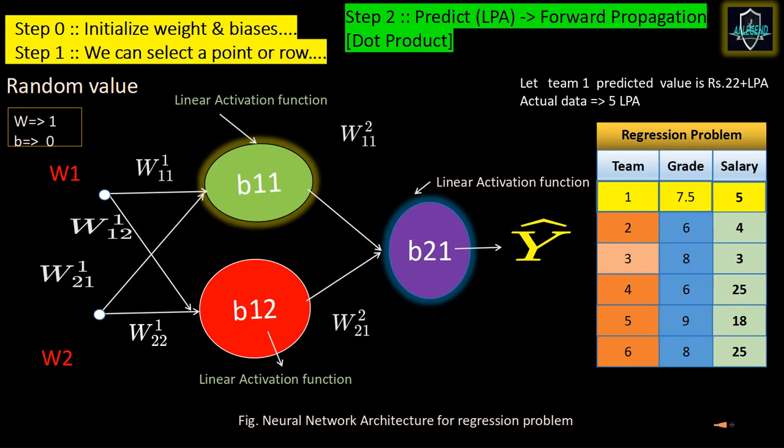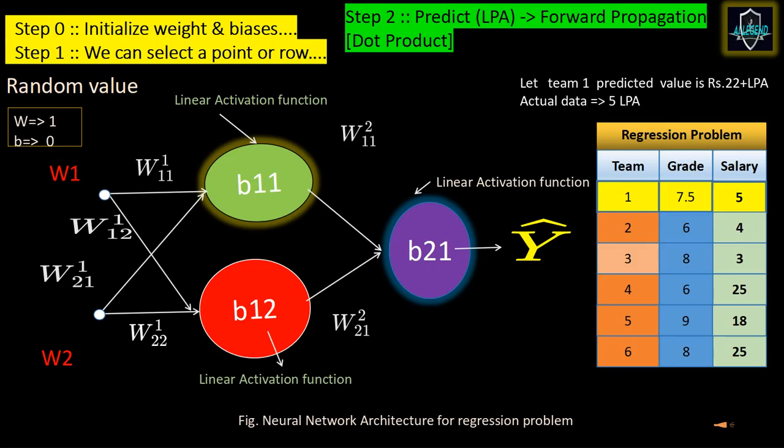That is, the initial values of weight and bias, which we use to predict what the student's LPA will be. That is called forward propagation. That is a dot product. Initially the weights are arbitrary, which results in randomly occurring outputs. So let's say the number is 22 LPA for a moment. In actual data it is 5. Since we start with the wrong weights, the result will be 22 LPA.